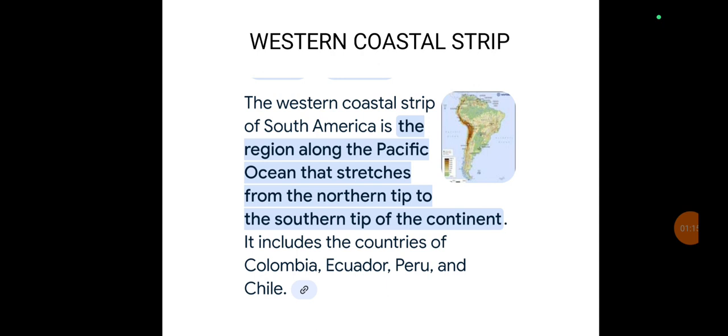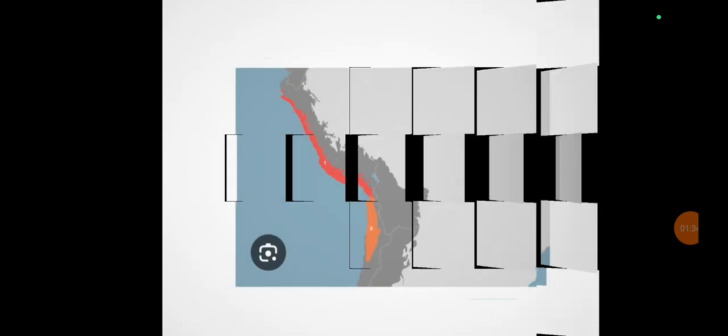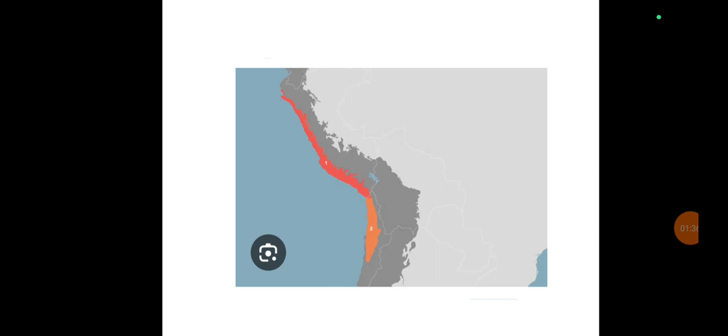Let's learn about the Western Coastal Strip. The western coastal strip of South America is the region along the Pacific Ocean that stretches from the northern tip to the southern tip of the continent. It includes the countries of Colombia, Ecuador, Peru, and Chile. We can see the western coastal strip in this image.